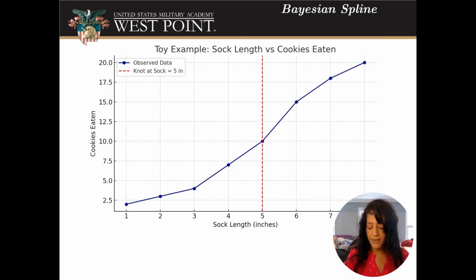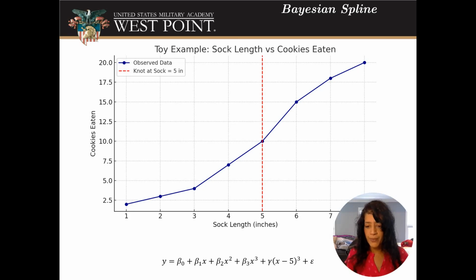The second approach they took, I named everything Bayesian, but it's a Bayesian, this is where they're using the Bayesian spline method. They look at the curves over time and make a decision about what that curve looks like. So their curves were complicated, so I made up a toy example with cookies eaten versus sock length so you can see what they're doing.